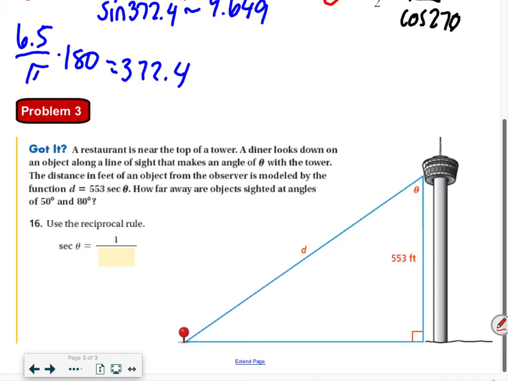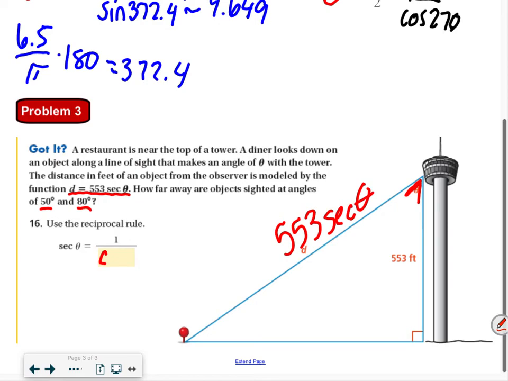It tells me that I have a line of sight with this angle right here. It says that the distance in feet of an object from the observer is given by this function. So this d right here is 553 secant of theta. Height of my tower is 553 feet. It says how far away are the objects at both angles of 50 and 80.